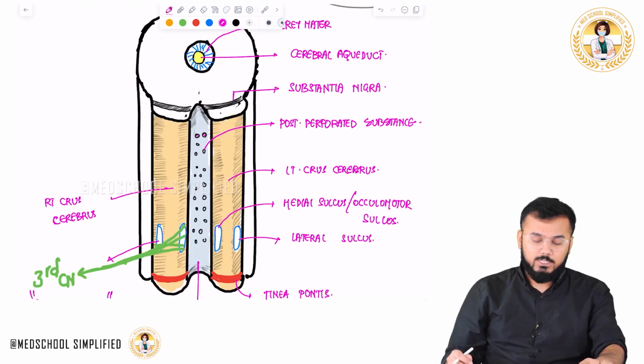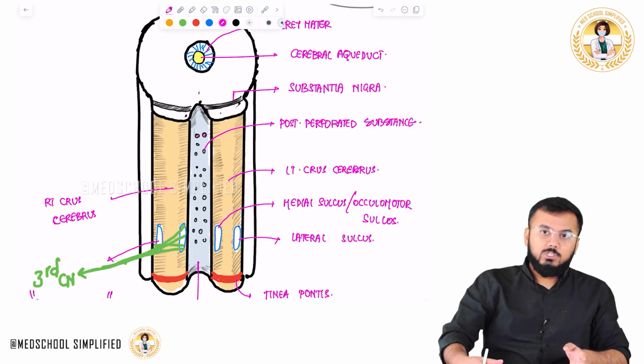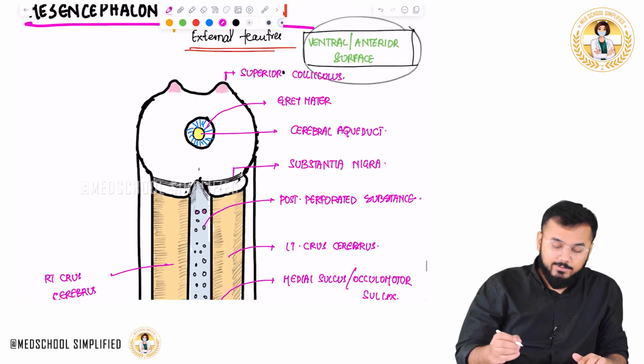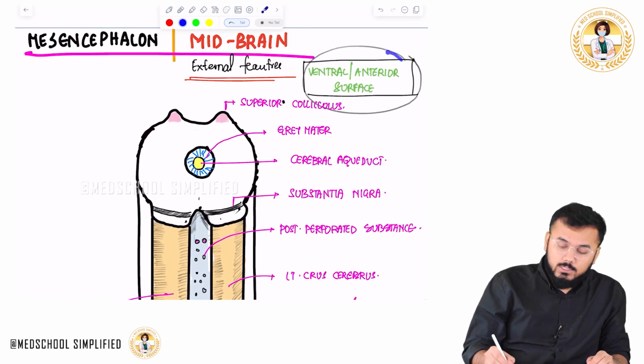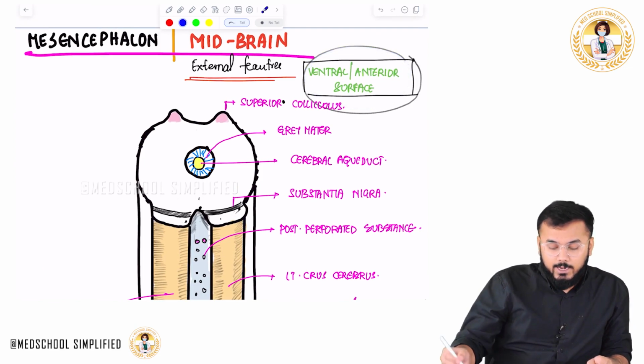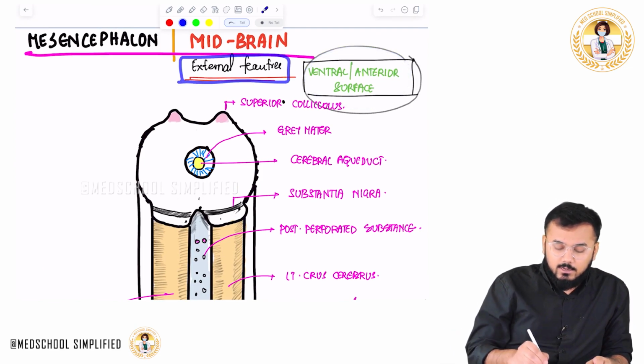So what are the structures we have so far discussed? First of all, this surface is called the ventral or the anterior surface. Right now we are mainly focusing on the external features of the midbrain.